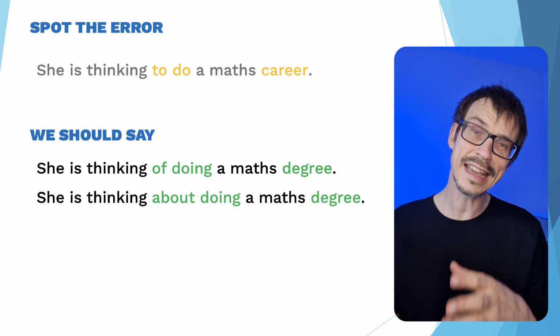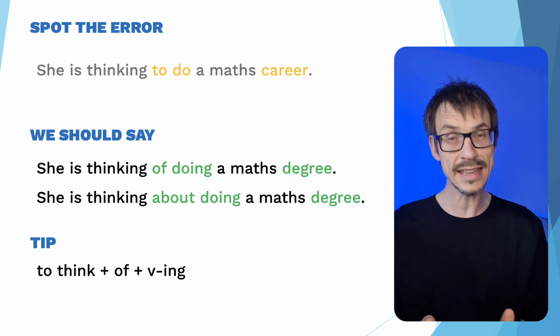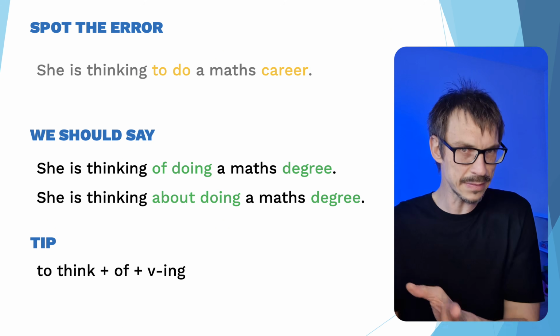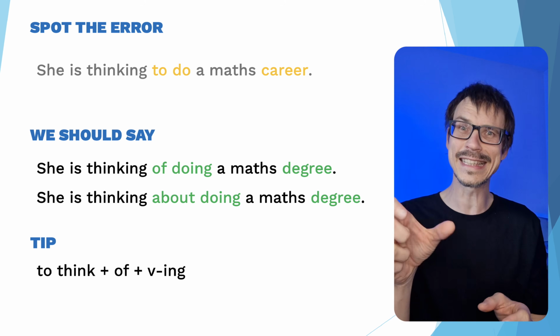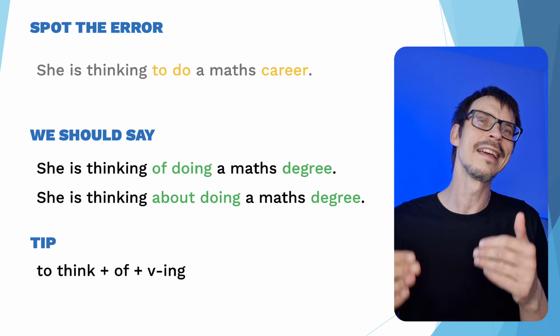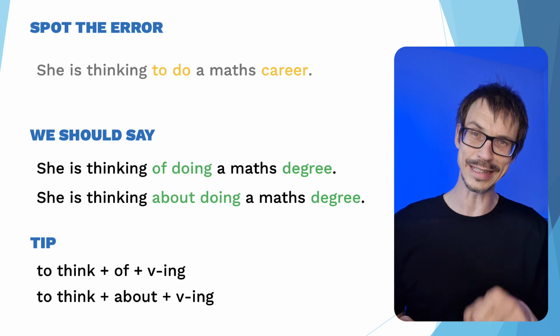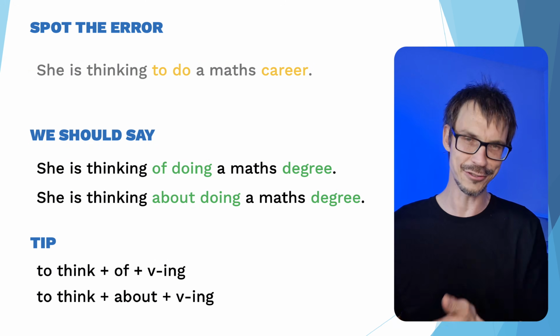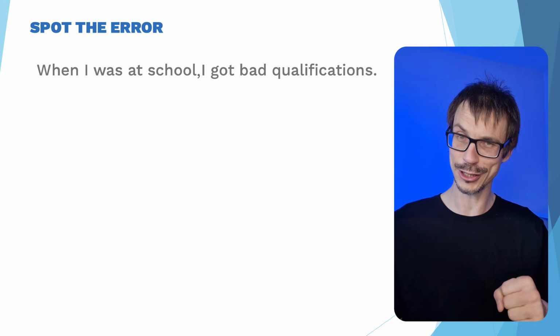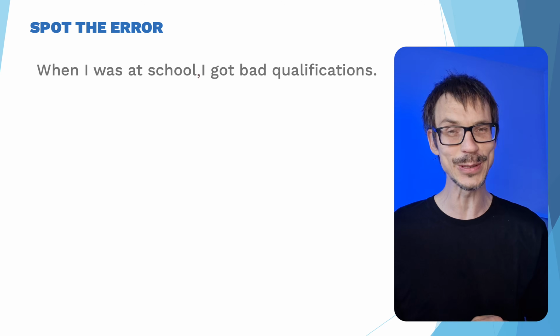So just try to remember, it's to think of doing something because it's think of something. Again, we're replacing the word something with a gerund, and or rather think about doing something. Again, a gerund there. And then, again, we're going to stay in the context of education and schools here.